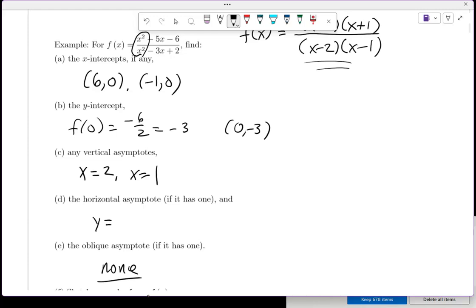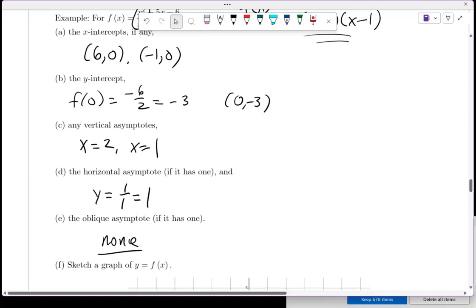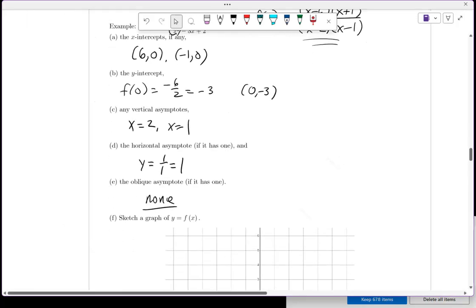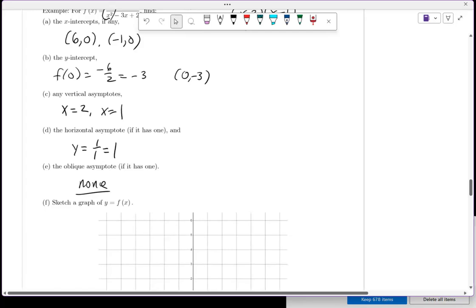When they're the same, what do you look at? Yeah, the leading coefficients, right? What's the leading coefficient on top is, and on bottom it's 1. So it's 1 over 1, or just a 1, right? Now we have enough information to graph it and get, like I said, a pretty darn good graph of it. Okay. So let's plot some points here and play connect the dots a little bit.